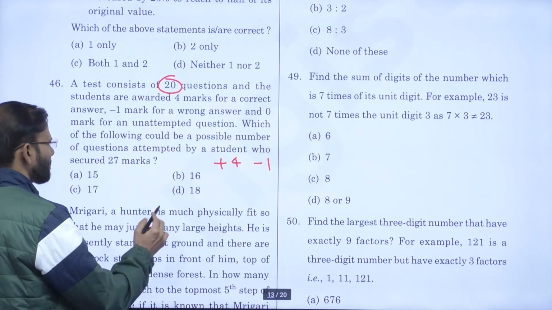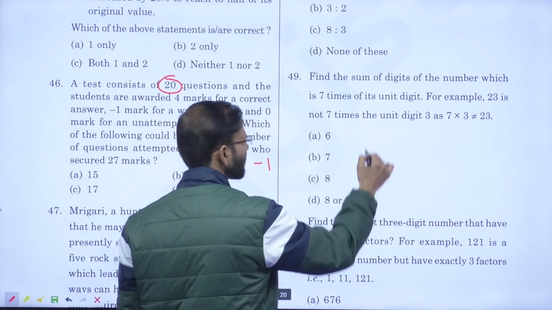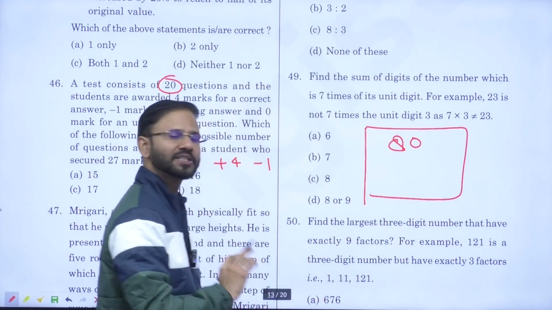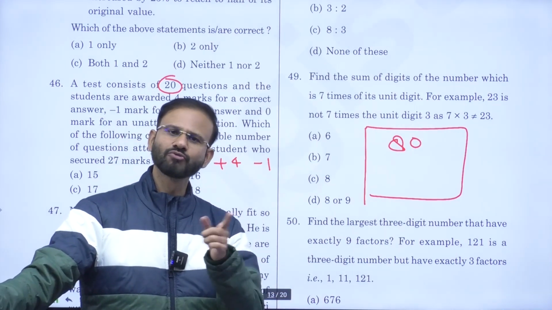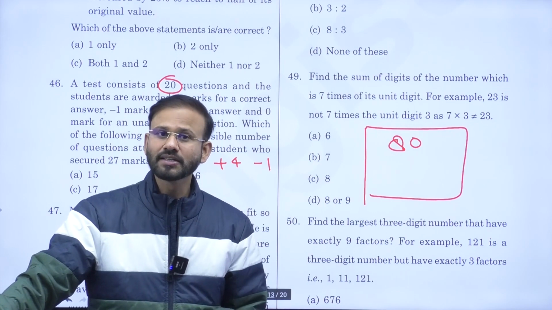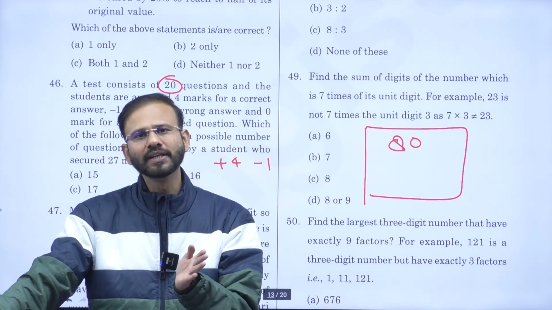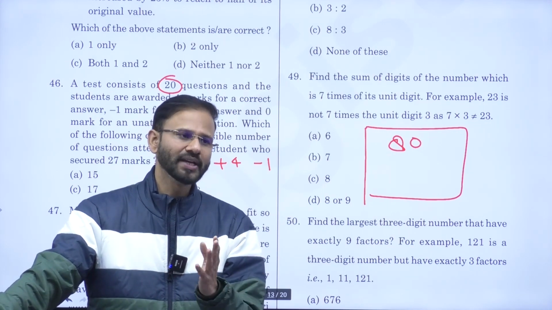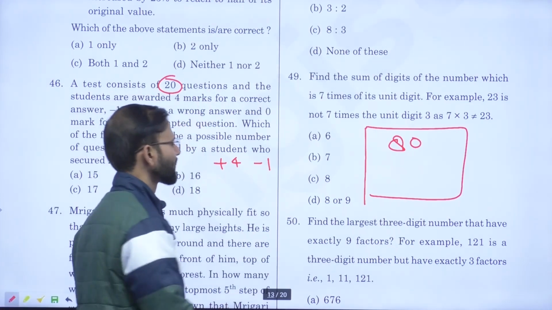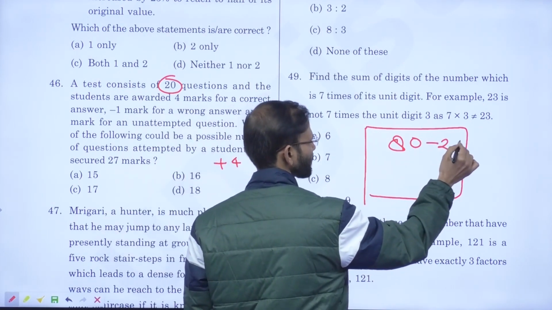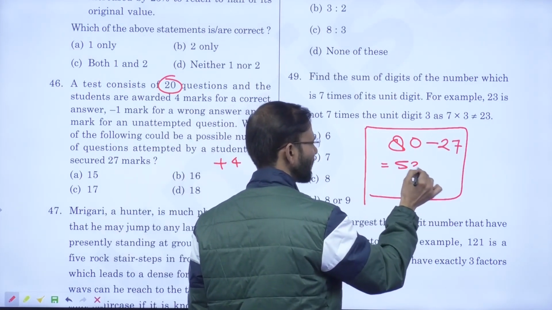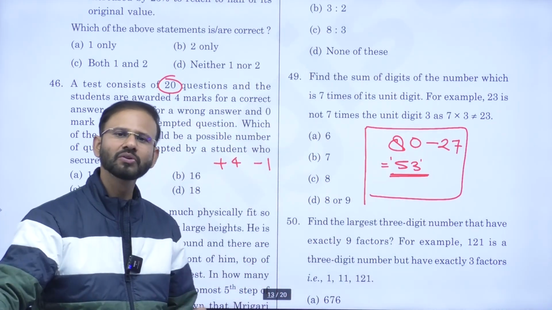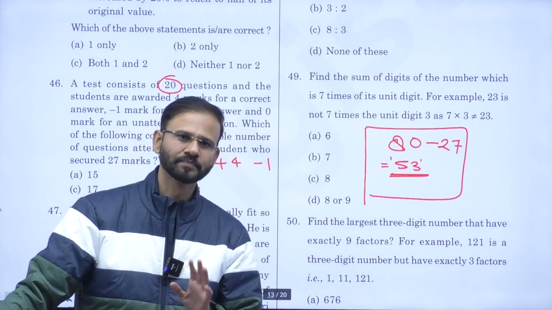So guys, here total score could be 80 if all are correct, because 20 questions were there and the correct answer is giving you 4 marks. So the total score, the 100% score, the ideal score could be 80. The maximum score could be 80. And the student is securing what? The student is securing 27. So total he lost 53 marks as the penalty. Right everybody? Total he lost 53 marks as the penalty.